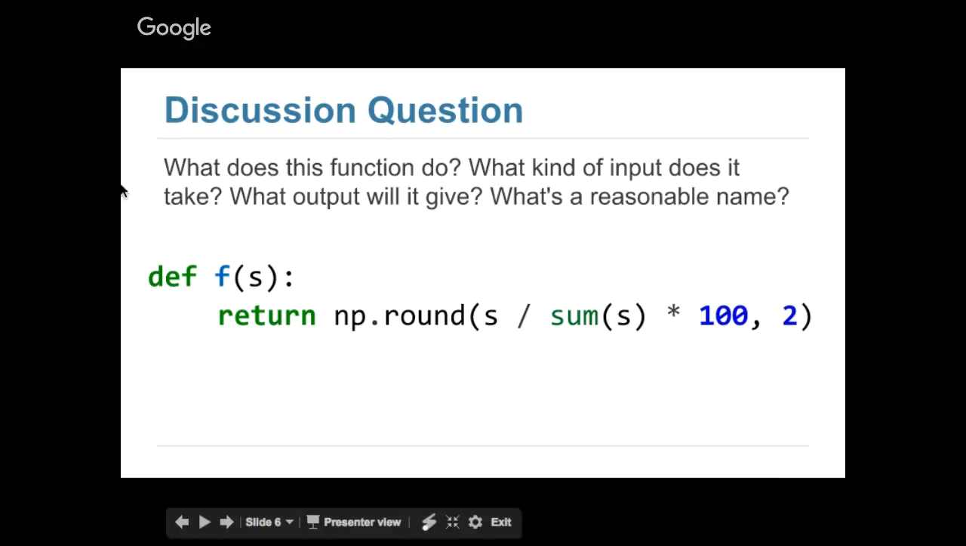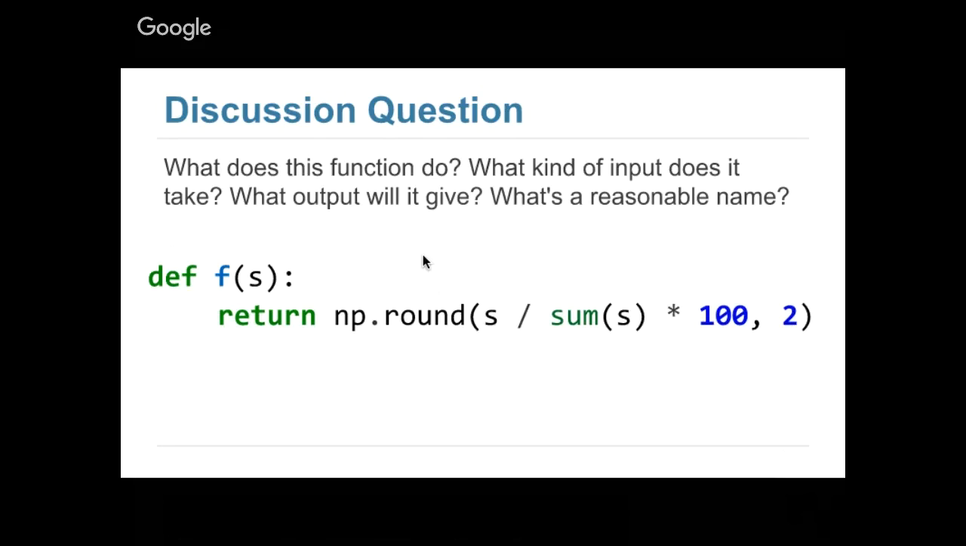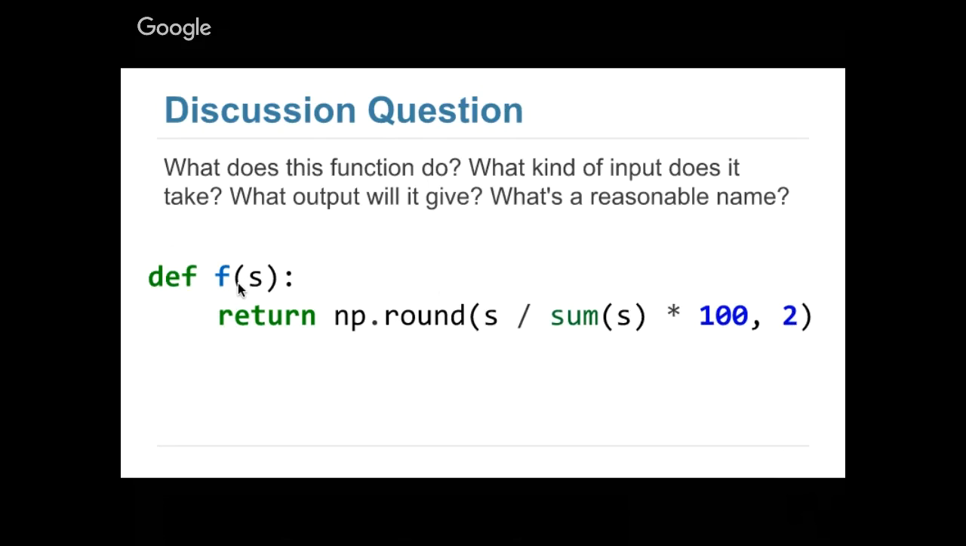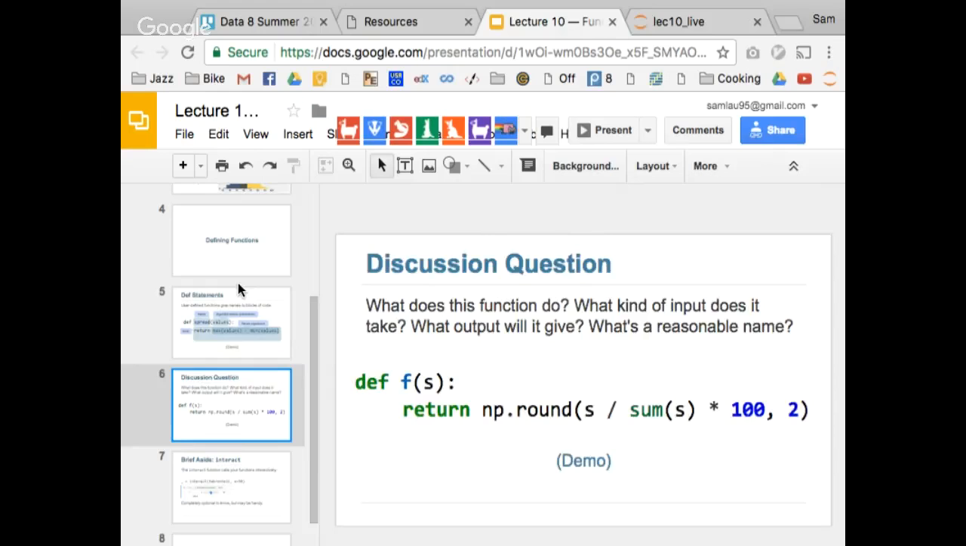What kind of inputs does it take in? It has to take in an array, and that array has to contain numbers. If the array contains strings, I'm going to have a bad time. What kind of output will I give? Well, I put in an array, but when I do np.round on an array, I still get out an array. So it's going to output an array also containing numbers. And a reasonable name for this function is probably percents, because I'm computing the percents of each number in an array. So let's do that.